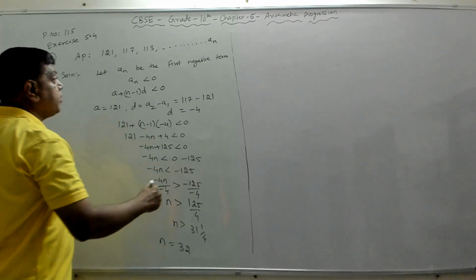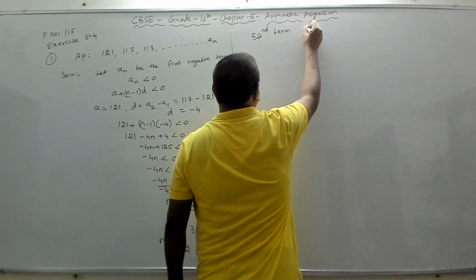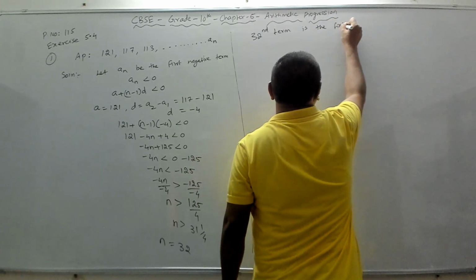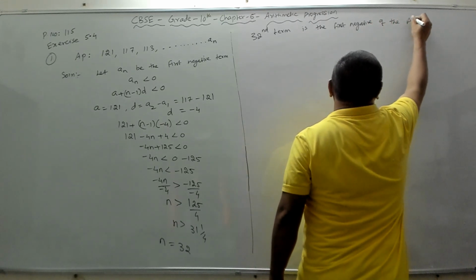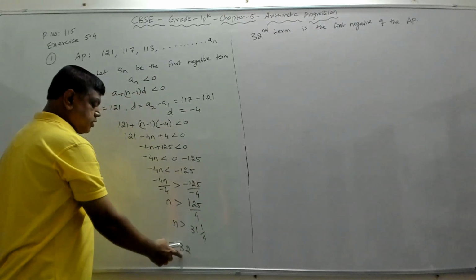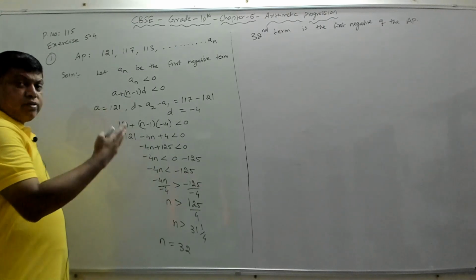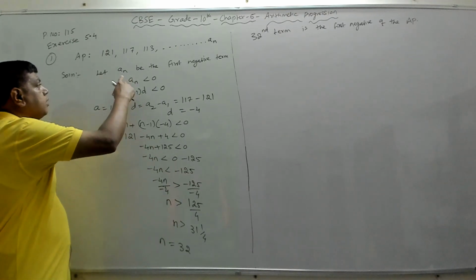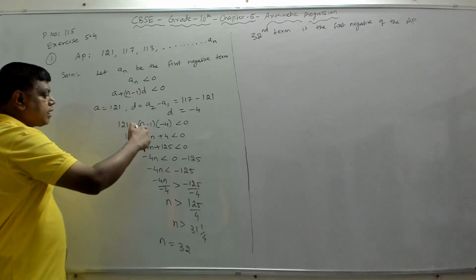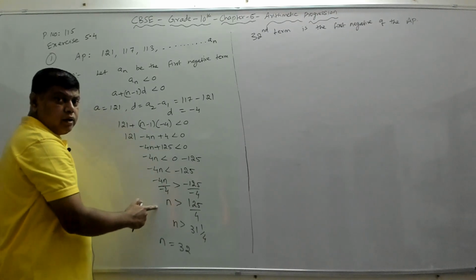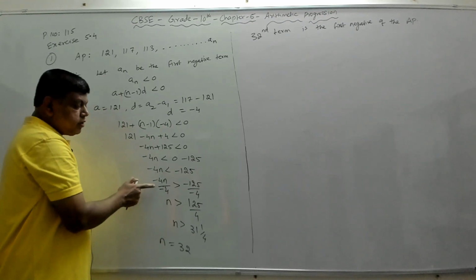So we'll say the 32nd term is the first negative term of the AP. The 32nd term is the first negative term of this AP, right? So whenever they ask you to find the first negative term, you have to assume that the term is an, right? The first negative term is an, and then you have to calculate n. When you are calculating n, the only place where you have to be very careful is this place, where you are going to remove this minus 4, which means you are dividing by minus 4 on both sides.